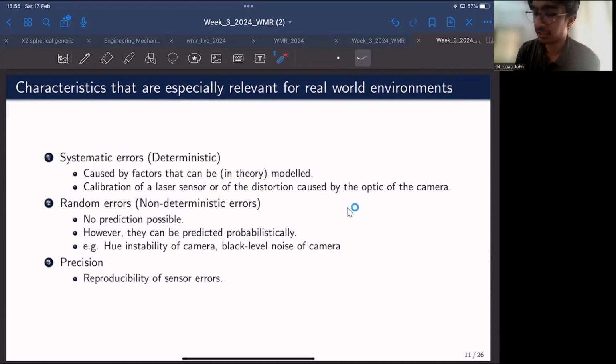Another such example is the hue instability of the camera, or the black level noise of the camera. However hard we try, we cannot really eliminate noise from any sensor. Since we don't know the source of these errors, and we cannot model them accurately, we cannot predict or fully eliminate these errors that we call random errors.